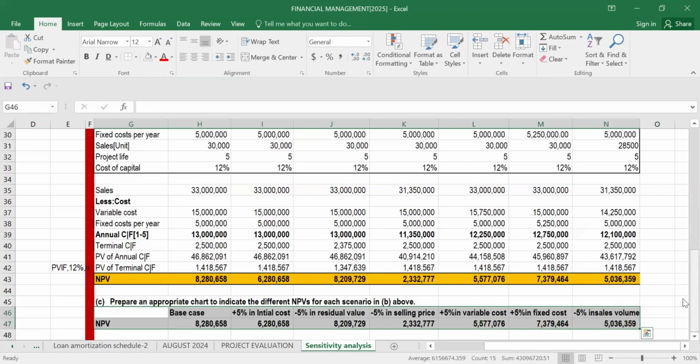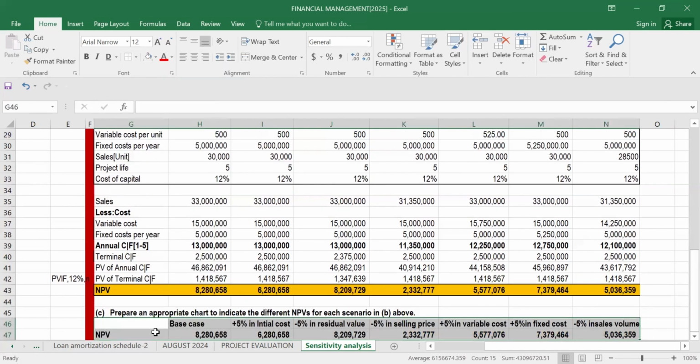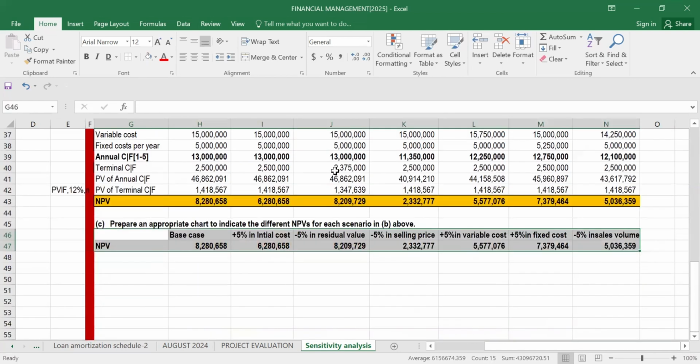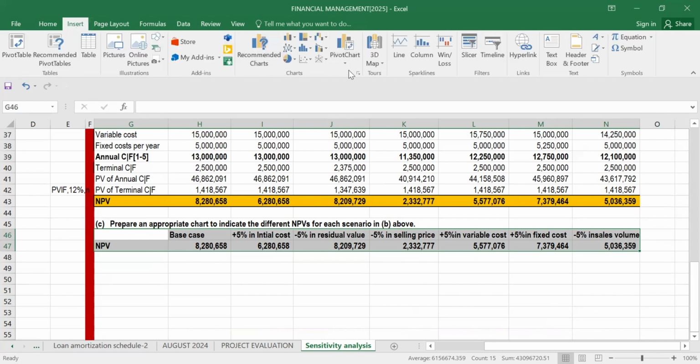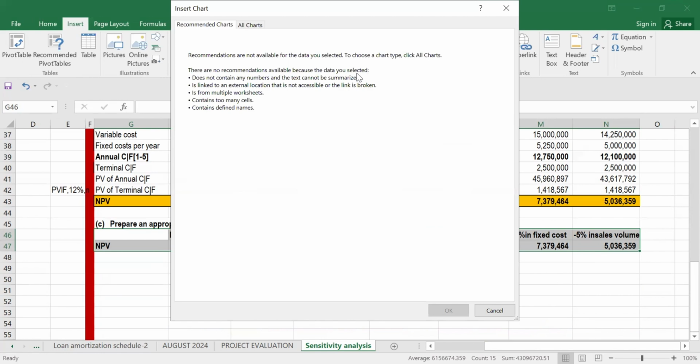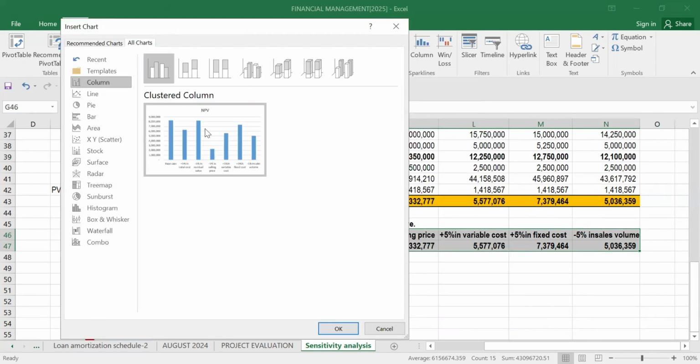So basically we need to come up with a chart, which is quite simple. To come up with a chart, we just need to highlight all this, and then we come up here and say insert. We insert, come to all charts, not the recommended ones. So basically we come to all charts here. We can pick this one and we say okay.